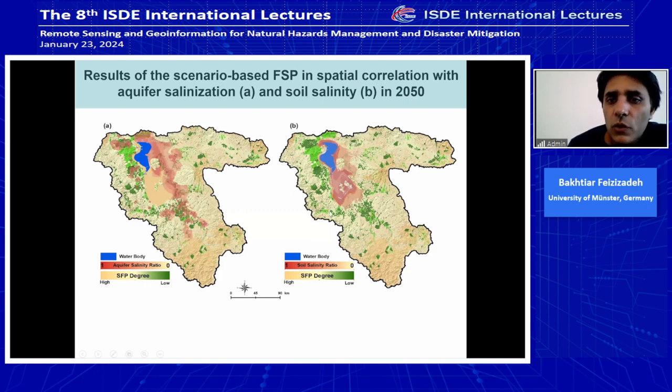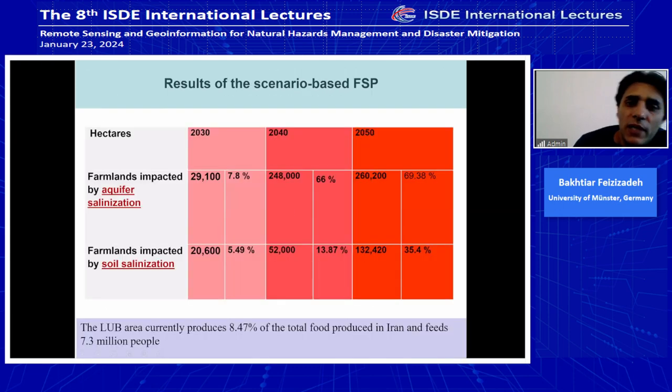And again, the green maps show the sustainable area for producing food, but the dark red indicates the area that will be affected by soil salinization, and their integration. This is a very nice slide. It shows how much area will be possible to use for food production in the future under different scenarios, by aquifer salinization and also by soil salinization.